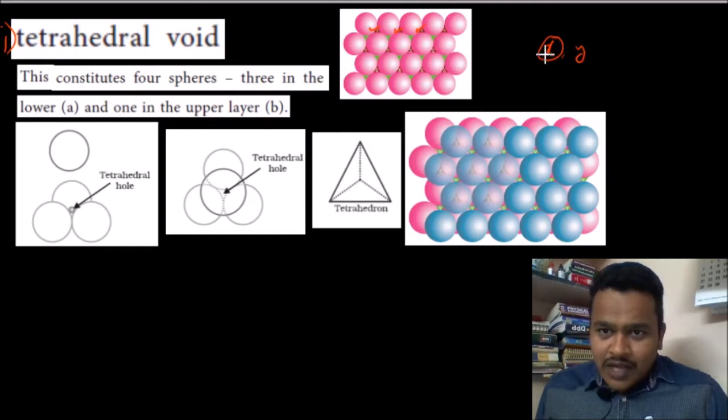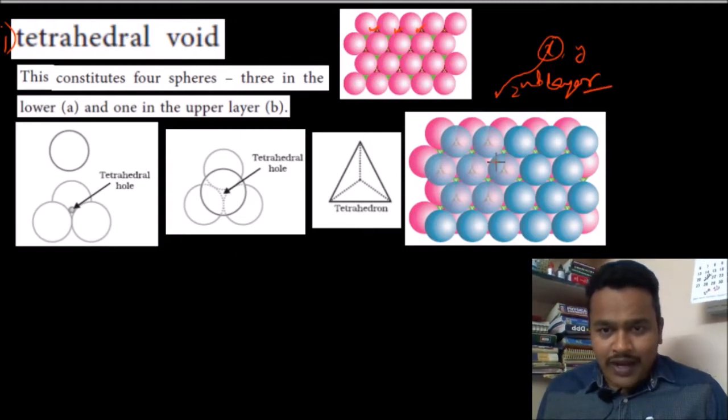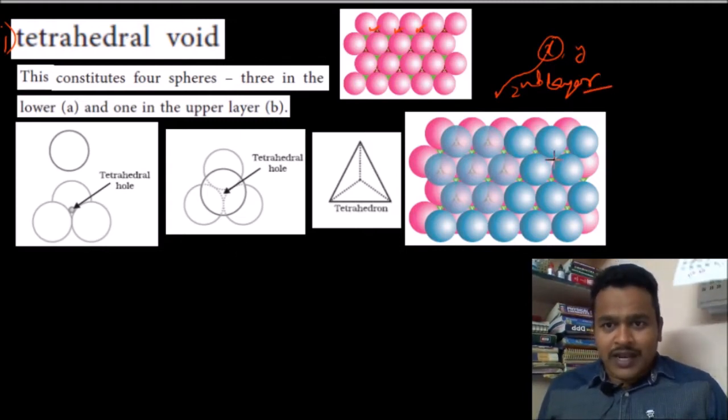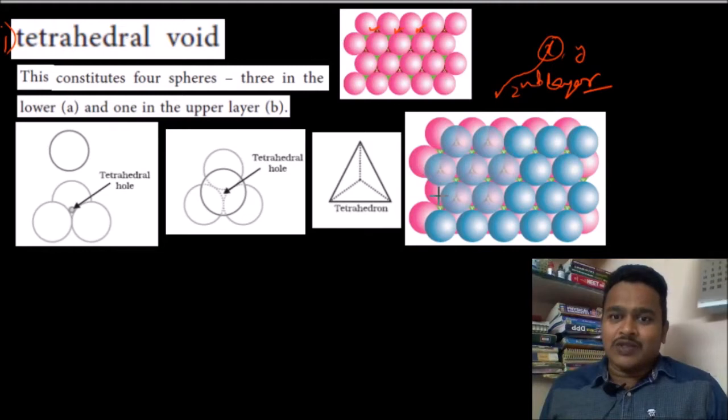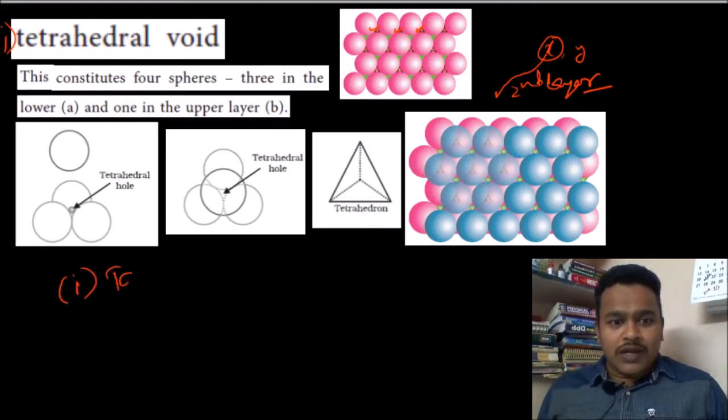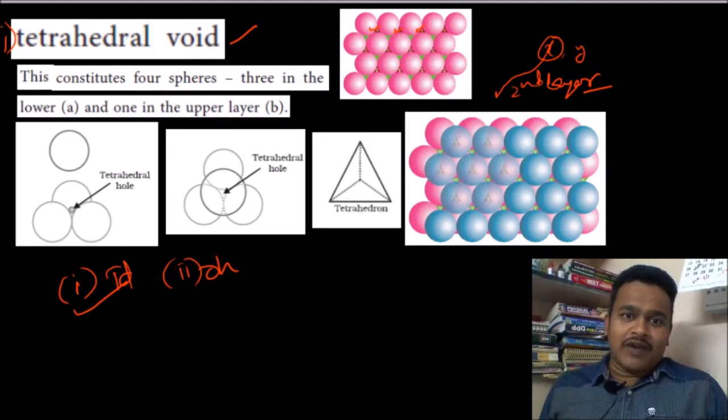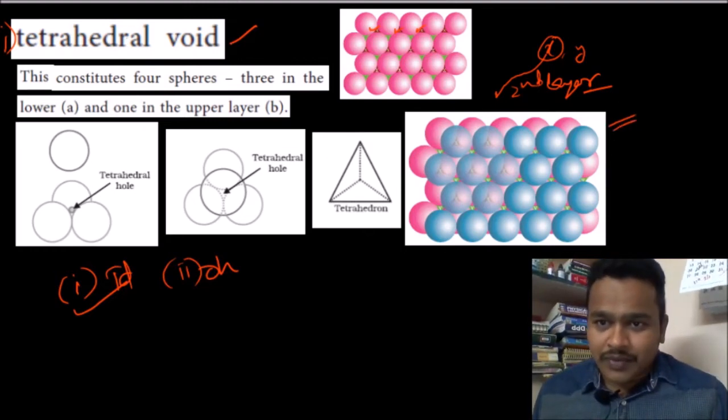X voids we are going to fill with spheres, and we are going to get the second layer. Now the second layer is over. Once the second layer is over, we got two types of voids, one is tetrahedral void, other one is octahedral void. First we are going to learn about this tetrahedral void. See, observe this diagram.